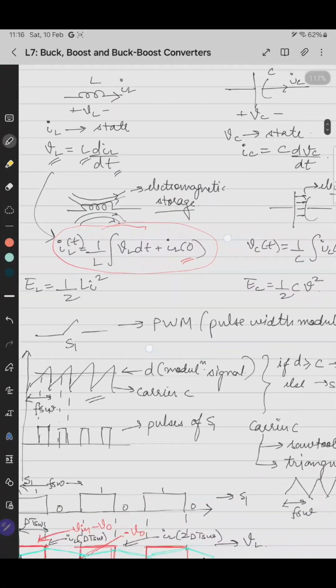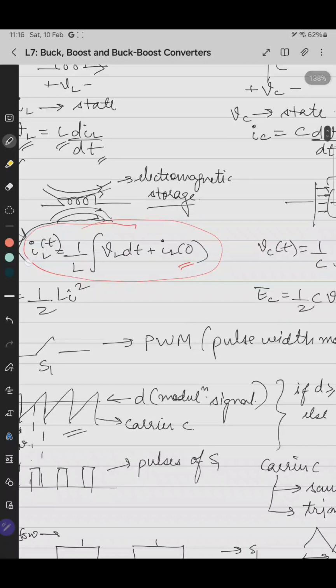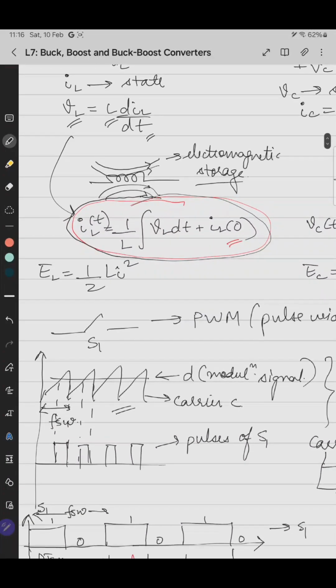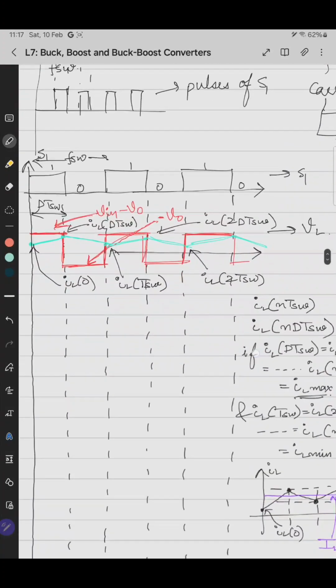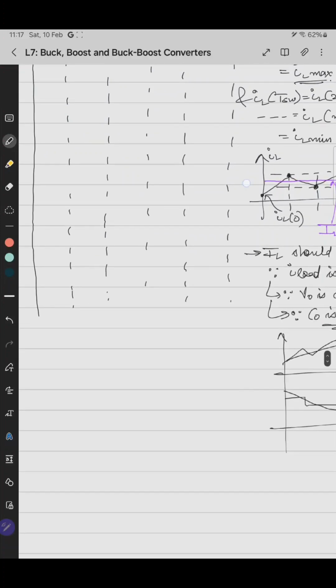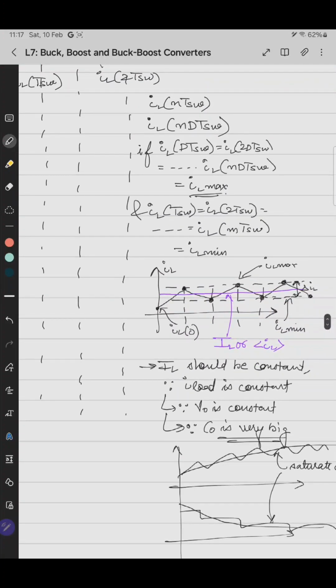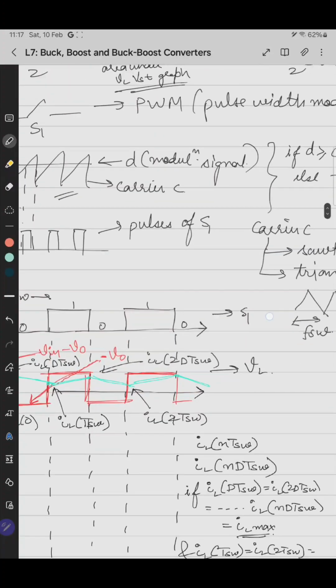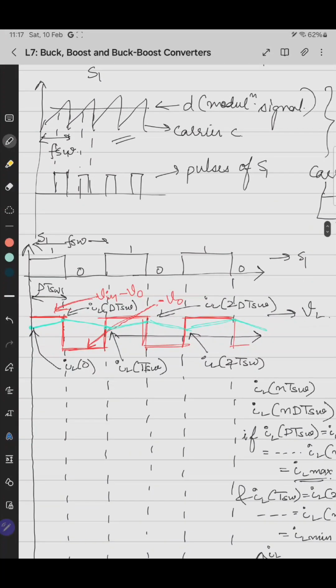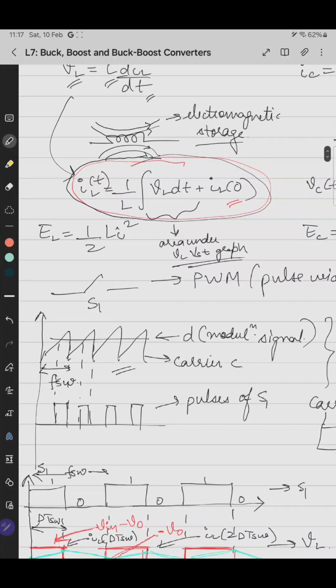If you see this expression, IL is 1 by L integral of VL of dt plus IL initial, which means that the integral of VL of dt is the area under the VL versus time graph. So let's say that the average value of inductor current is always constant, which is equal to capital IL. So it means that in each switching cycle, the average value of VL of t.